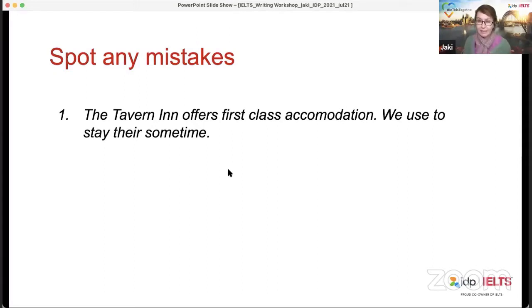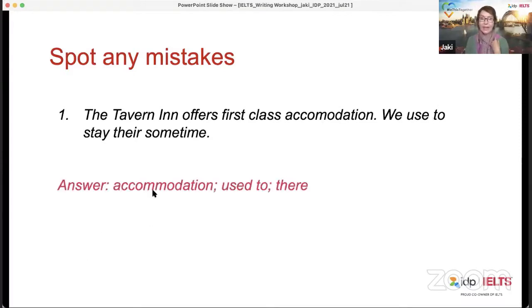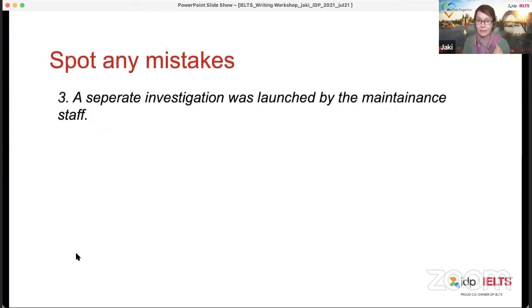Spelling, grammar, can you spot the mistakes? Just type in the chat. Yes, accommodation has 2 M's. It's a hard word to spell. Used to, that's right. There's one more, there. Yeah, there. A place is T-H-E-R-E. Now, how about this next one?